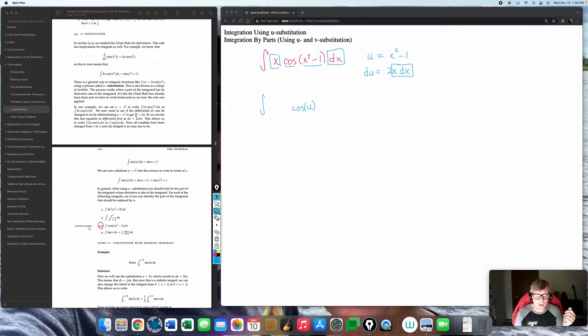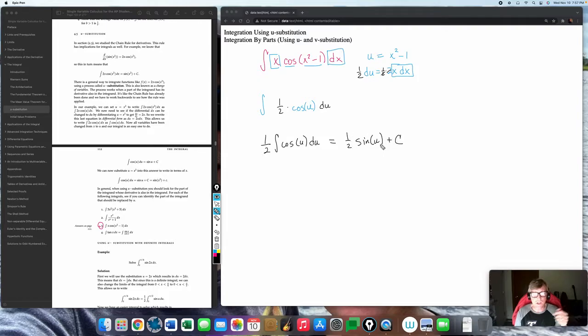So I can multiply both sides of this by 1/2, right? And then this cancels out. So now I know that x dx is exactly equal to 1/2 du. Not a problem, because remember, with a constant multiple, we can take that outside the integral, right? So this is the same thing as 1/2 times the integral of cosine u, which we just did a few minutes ago. That is going to be sine u plus c.